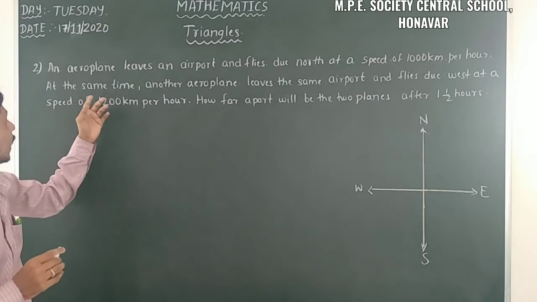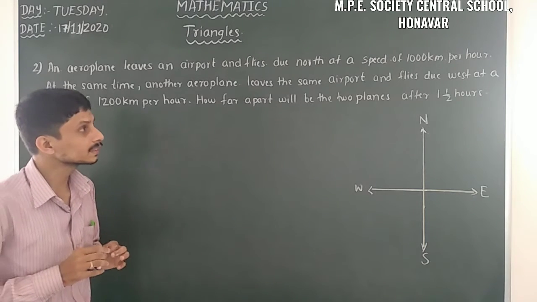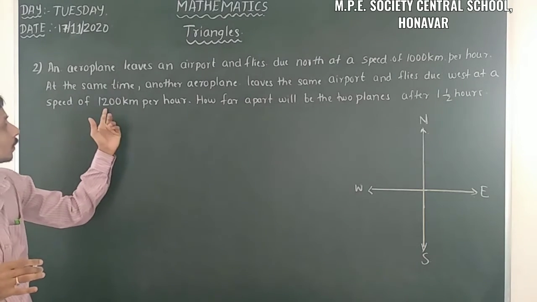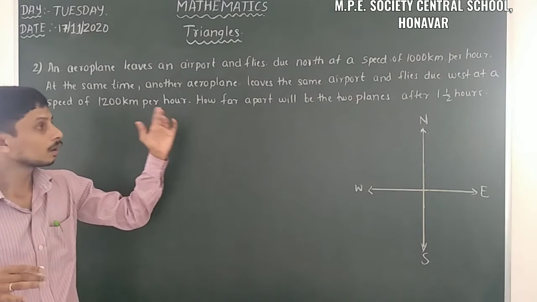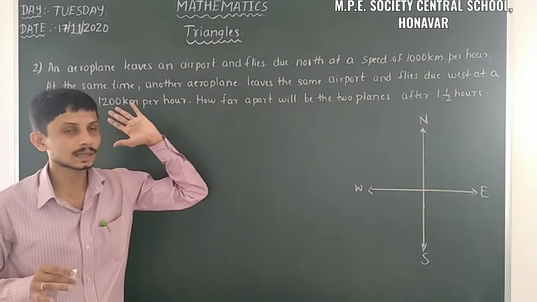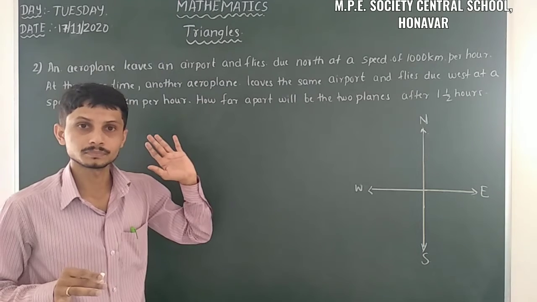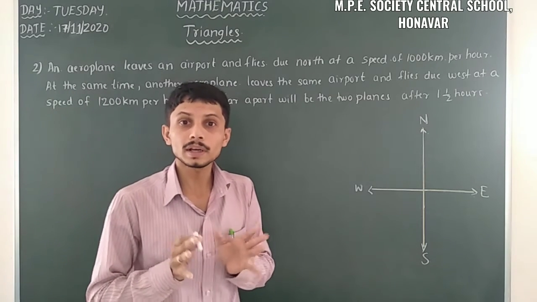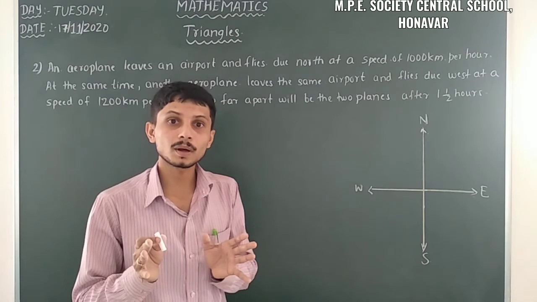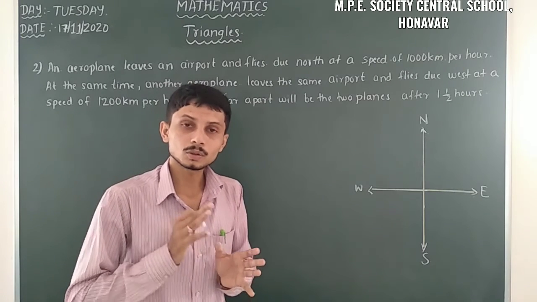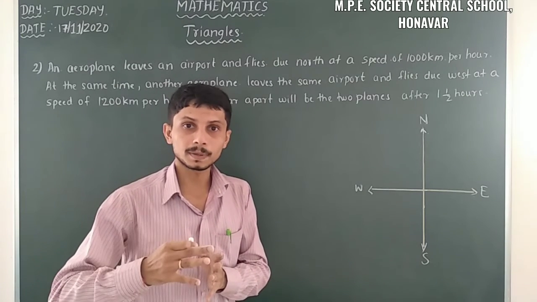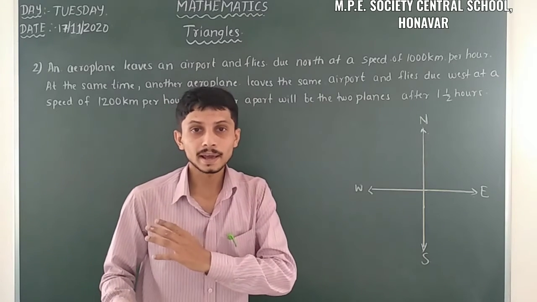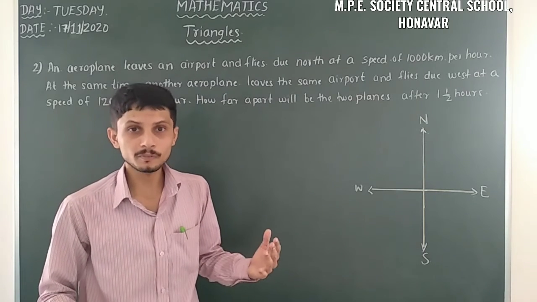And then at the same time another aeroplane leaves the same airport and flies due west at a speed of 1200 km per hour. How far apart will be the two planes after one and a half hours? So that means from the same airport two airplanes leave. One aeroplane flies due north and another aeroplane flies due west.